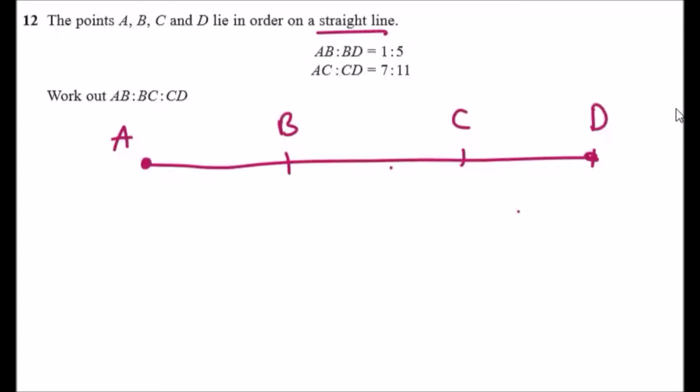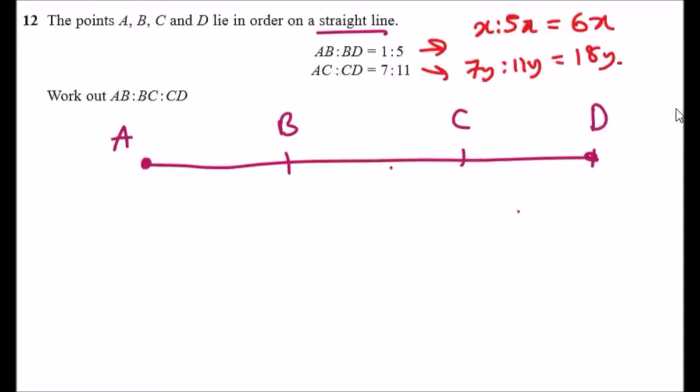We could say, let's write AB and BD in terms of x. We can say that from 1 to 5, this is the same as 1x to 5x, meaning the total parts is 6x. And we can write in terms of y for the second. We could say 7y to 11y, add them up will give us 18y. So essentially, we have 6x equals 18y because their length is the same from A to D.